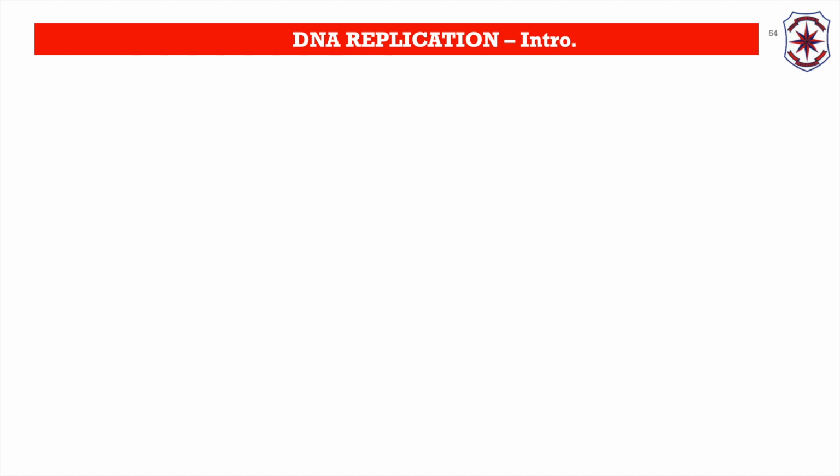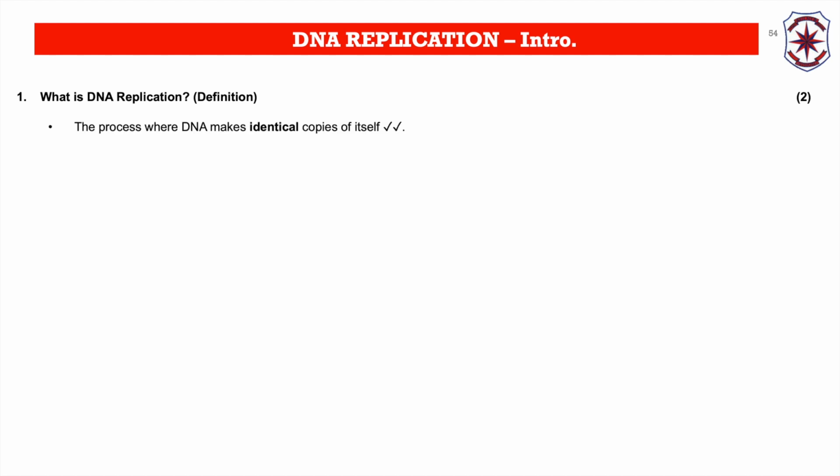All right. As for the introduction of DNA replication, the first thing that we need to do is define what DNA replication is. What is it that we are talking about when we talk about DNA replication? So simply, DNA replication is the process where DNA makes identical copies of itself. Please use the word identical here. Don't use the word the same or similar or whatever. It is the process where DNA makes identical copies of itself. So the copies of DNA should be identical, 100% the same.